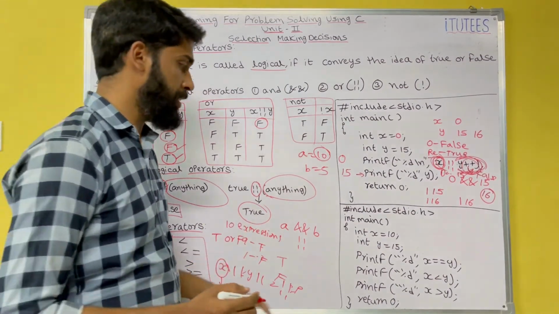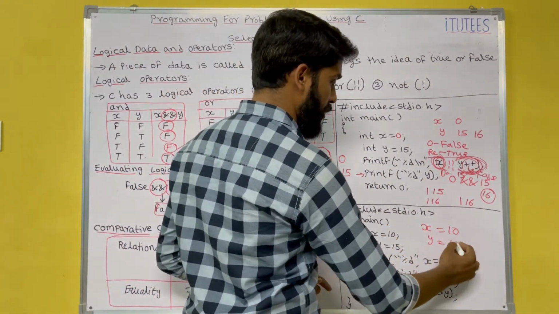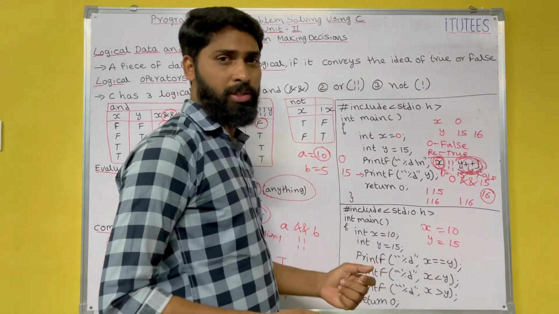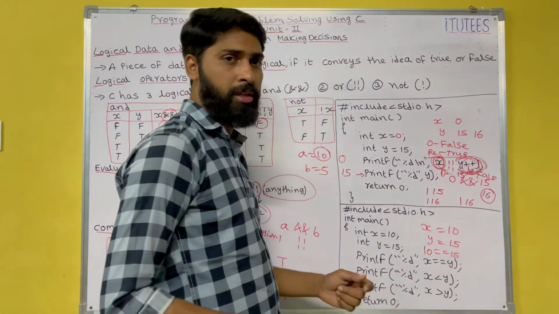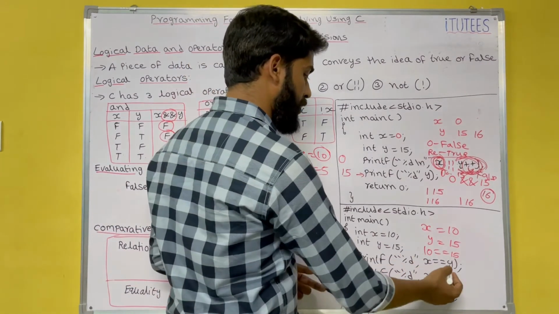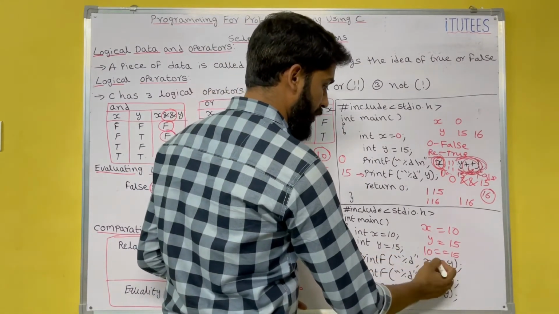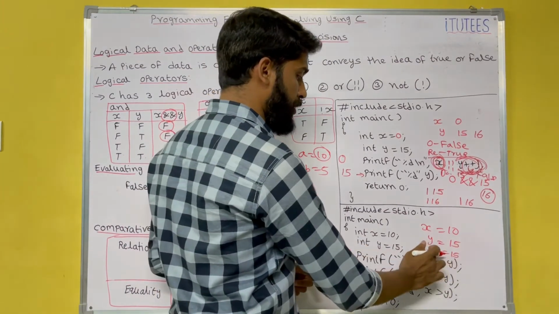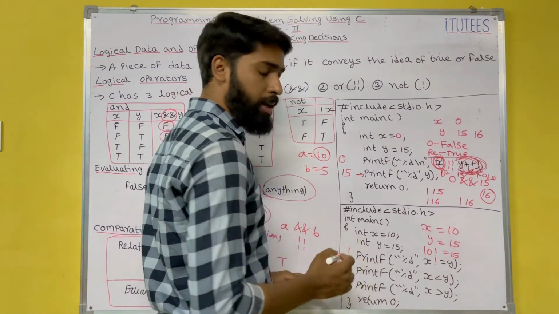Now we see one example. x equals 10 and y equals 15. printf percentage d, x equals to y. What is the x value? 10 equals to 15, true or false? It is false, so it returns 0. It prints 0. If I give x not equals to y, 10 not equals to 15, it returns true, so in this case it prints 1.